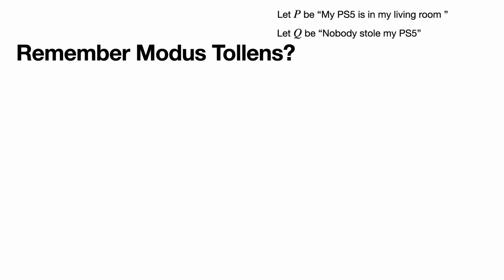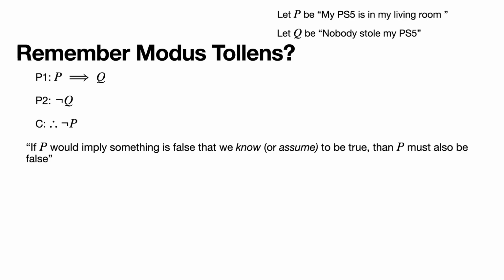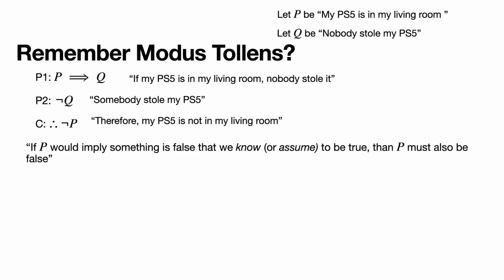Remember, with modus tollens, we have P implies Q, premise 1. Premise 2 tells us not Q, and therefore we conclude not P. So what modus tollens basically tells us is if P would imply something is false that we know or assume is true, then P must also be false. It's kind of like looking at it backwards a little bit. This is like saying, look, if my PS5 is in my living room, nobody stole it. Somebody stole my PS5, and therefore my PS5 is not in my living room. It's kind of like reasoning from the negated conclusion back to a negated premise.